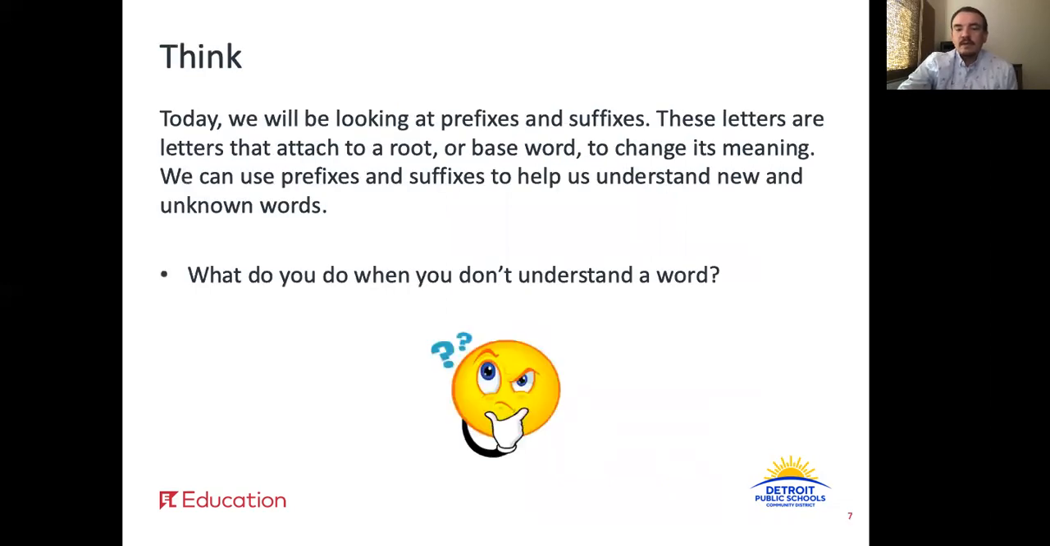Today, we will be looking at prefixes and suffixes. These are letters that attach to a root or base word to change its meaning. We can use prefixes and suffixes to help us understand new and unknown words. What do you do when you don't understand a word?